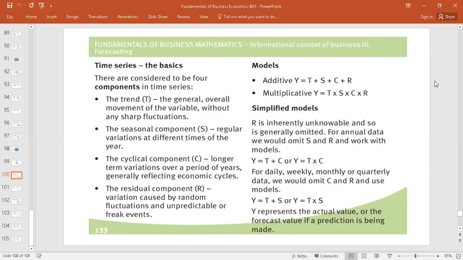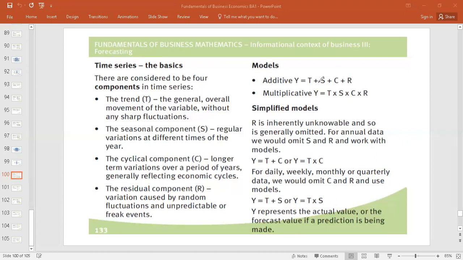But we see that R is inherently unknowable, and so is generally omitted. So R is not considered. So we are left with trend, seasonal component, and cyclical component. But then again, if it is annual data, omit S as well, because we are considering one full year as one unit, therefore omit the seasonal fluctuation. So the additive model says T plus C, or the multiplicative model says T into C.